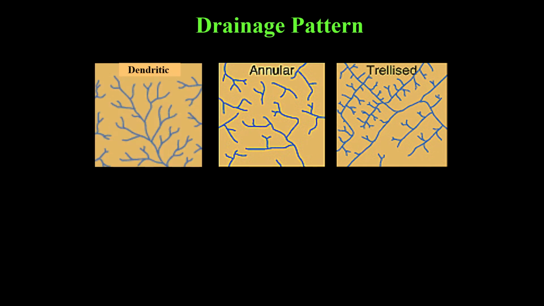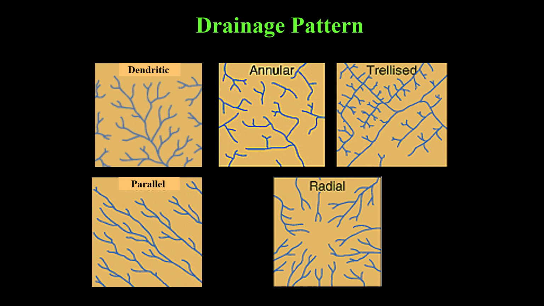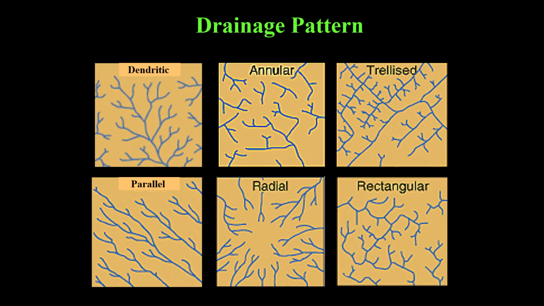Let's see the drainage patterns. These are the different drainage patterns: dendritic, annular, trellised, parallel, radial, and rectangular. These are the various drainage patterns seen in rivers.